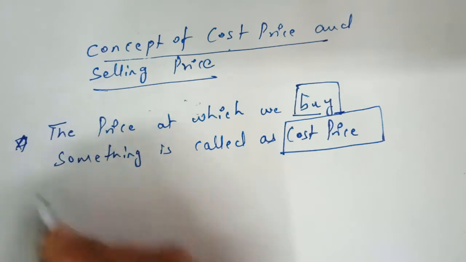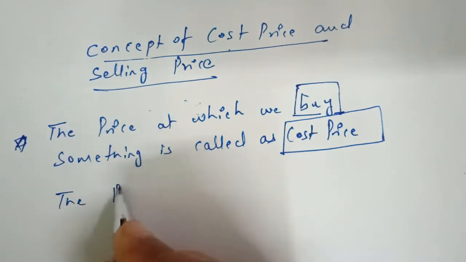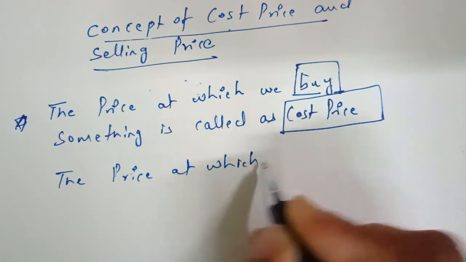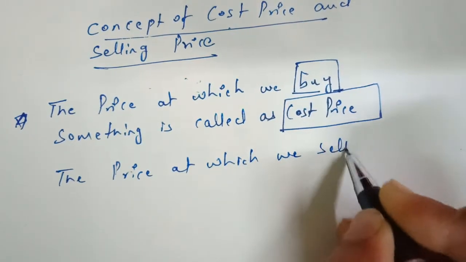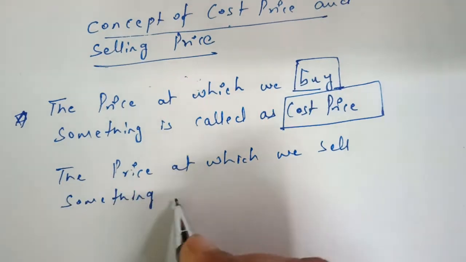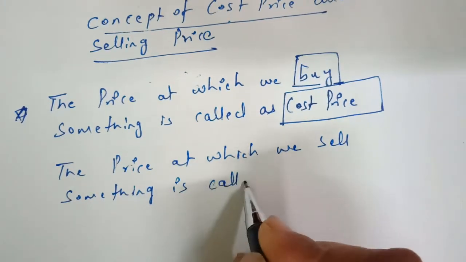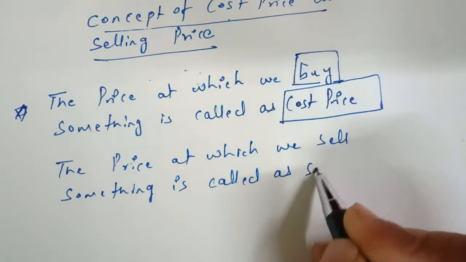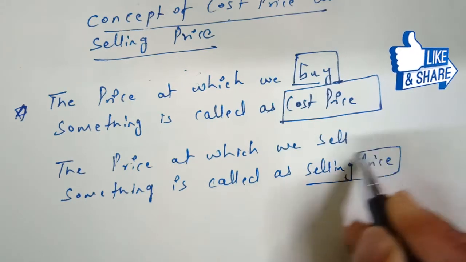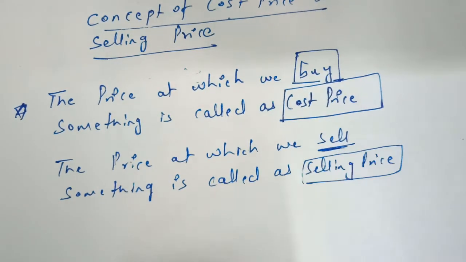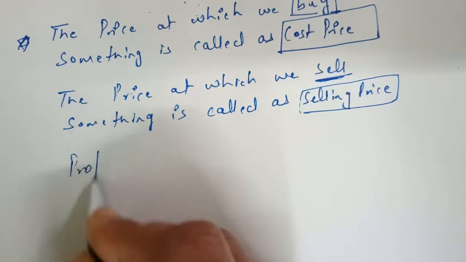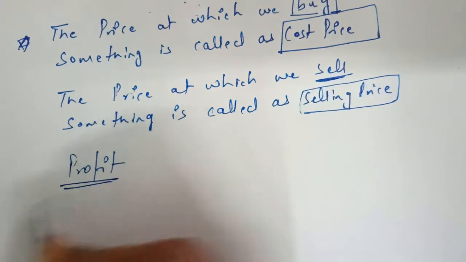And the price at which we sell something is called the selling price. So first of all, you have to understand this. Now let us take the concept of profit. Now we are going to understand profit.